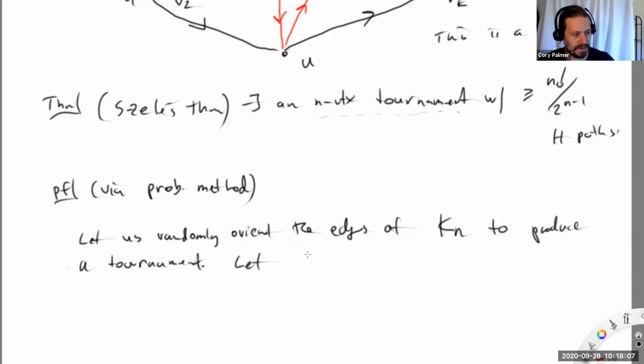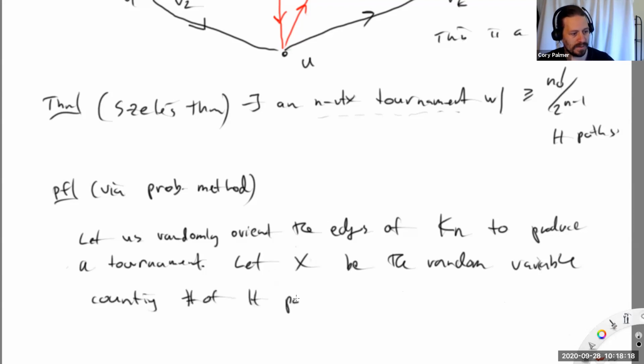Okay, so let X be the random variable counting the number of Hamiltonian paths in our random tournament. Okay, so you produce a random tournament, you go through and check how many Hamiltonian paths there are in there. You can do a brute force algorithm to do that. I mean, you don't have to do it. Each one has a certain amount. X records that quantity for a given one.